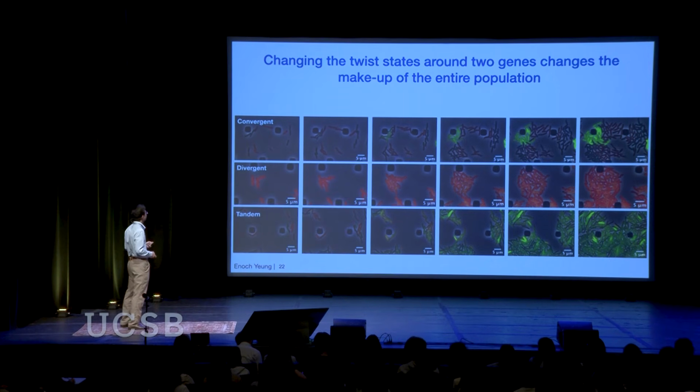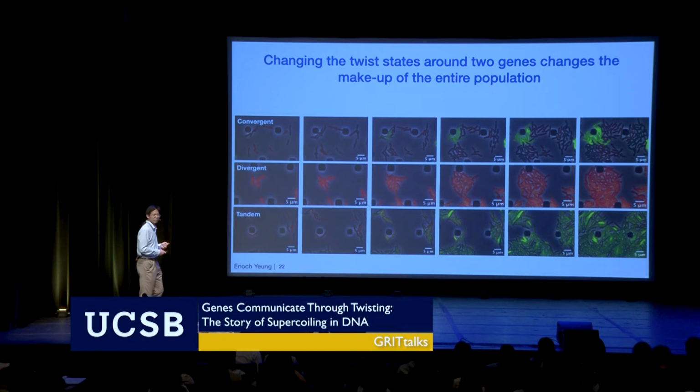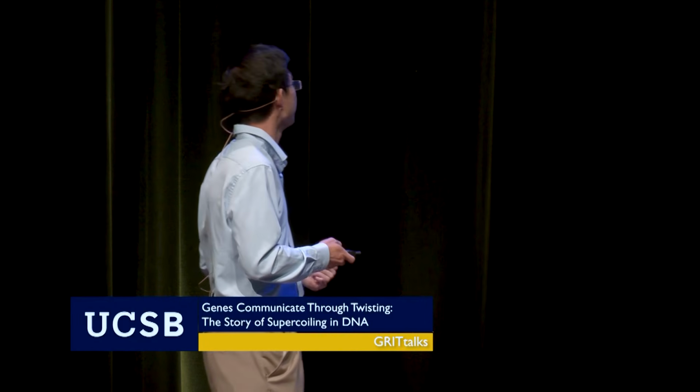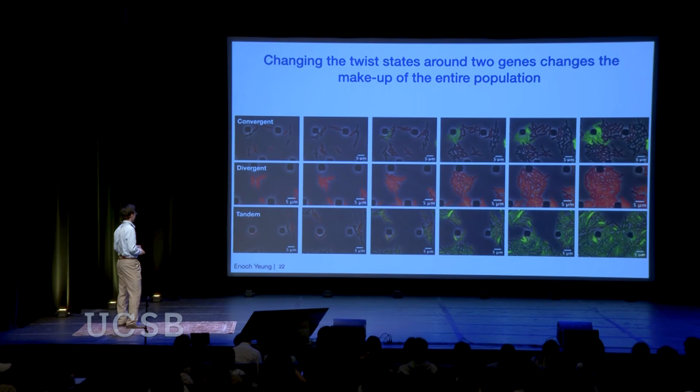So coming back here, we can see convergent orientation does what? It produces my way or the highway kind of dynamics. Red or green, but not both at the same time. All right? Divergent produces asymmetric dynamics favoring the red gene.